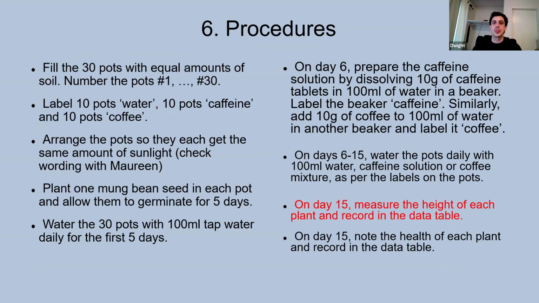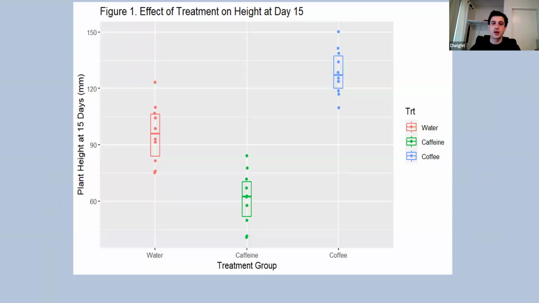Next slide. The second is how the dependent variable is measured. Here we can see that the dependent variable is the height of the plant at day 15, which is a number we can measure. Next slide. When we are comparing the effect of 3 or more treatments, such as water, caffeine, and coffee, on a numerical dependent variable, an appropriate statistical test is called a one-way analysis of variance, or ANOVA. Next slide.